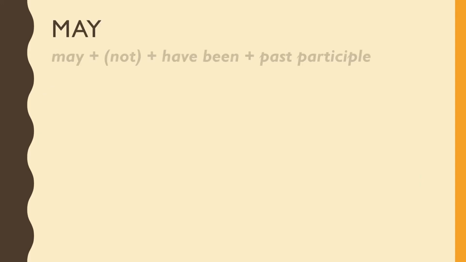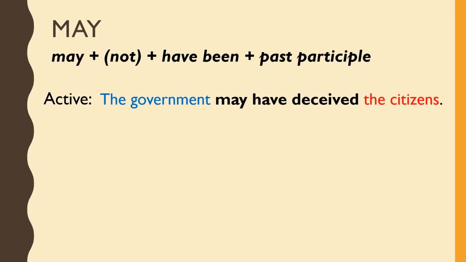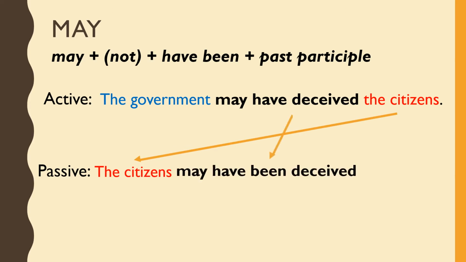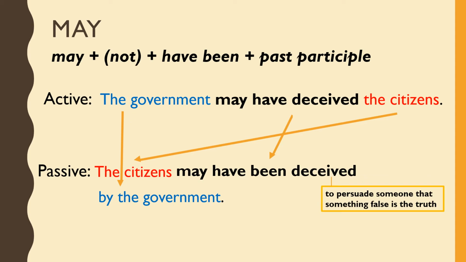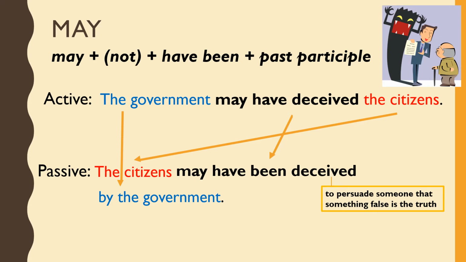Let's see how an active sentence with modal verbs changes to a passive one. For example, the government may have deceived its citizens. In a passive sentence, it would be the citizens may have been deceived by the government. Deceived here means to persuade someone that something false is the truth.